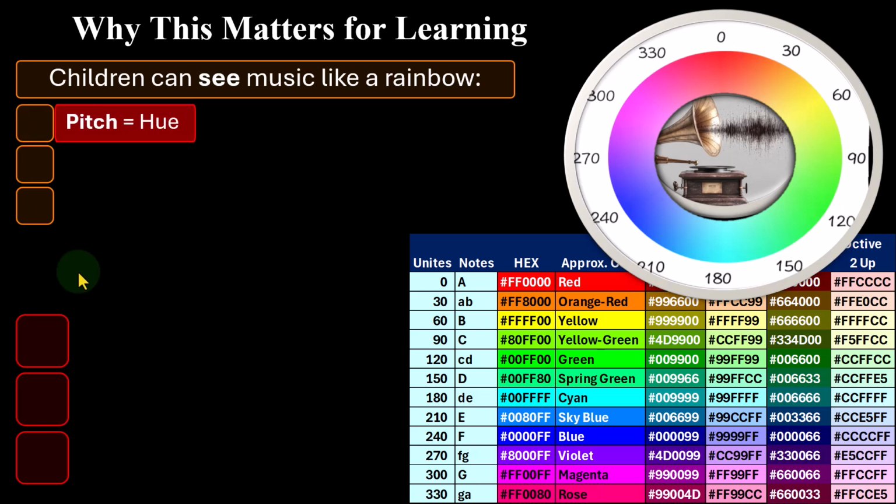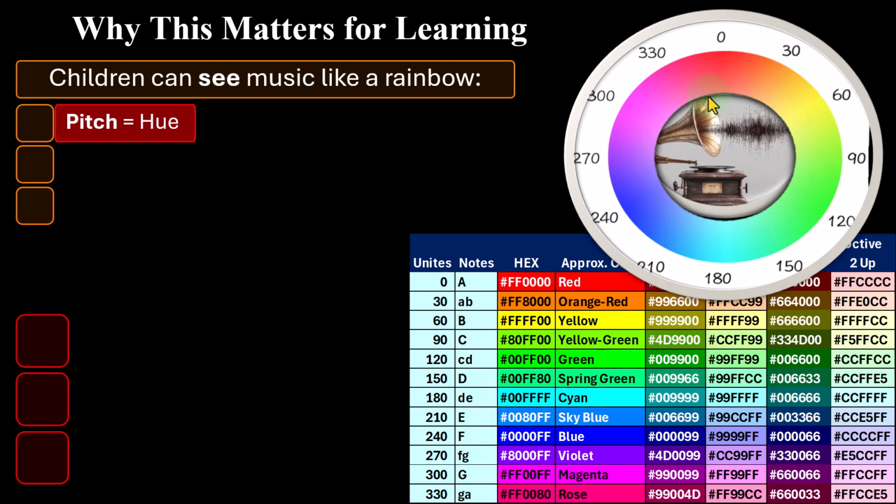So children can see music like a rainbow. So we have the pitch as the hue. And again, whenever I say rainbow, I feel like I'm being political and stuff. You know, it's the spectrum. So we need to depoliticize color, right? And start to say it's okay to look at color scientifically here. It's a scientific phenomenon, and we want to pitch it out.